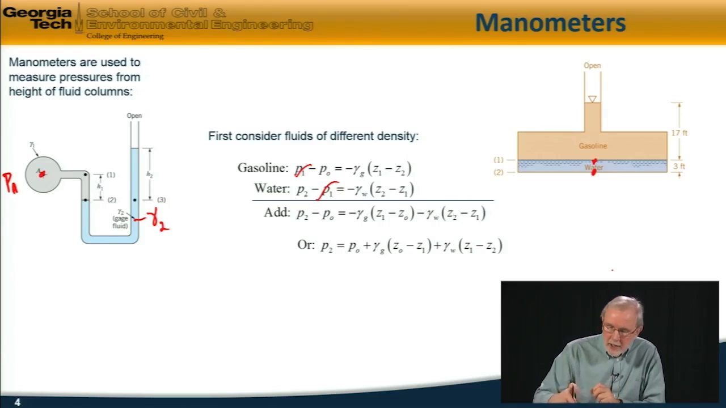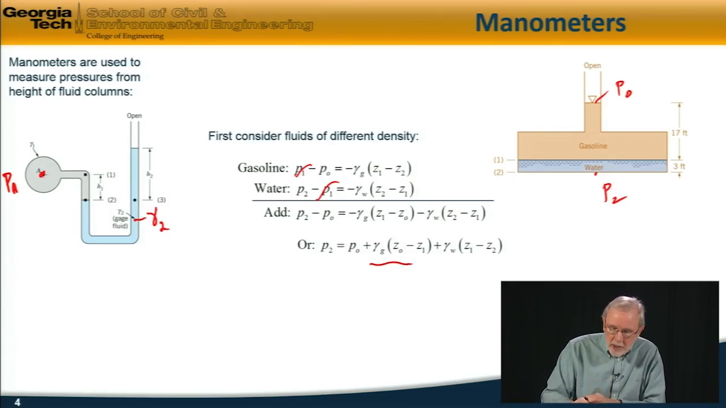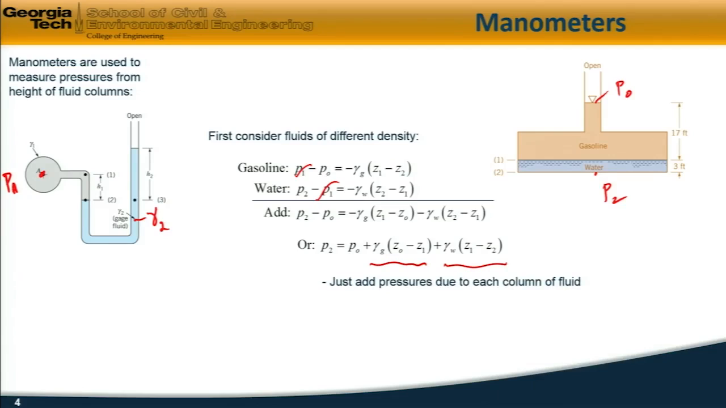Or rearranging, the pressure at the bottom, P2, is equal to the pressure at the top, P0, plus the pressures due to the two columns of liquids, gamma gasoline times (Z0 minus Z1) plus gamma water times (Z1 minus Z2). In other words, very simply, all we do is add the pressures due to each column of fluid when we have different fluids. So in this example, if the specific gravity of gasoline is 0.68, I'll leave you to do these calculations as an example.